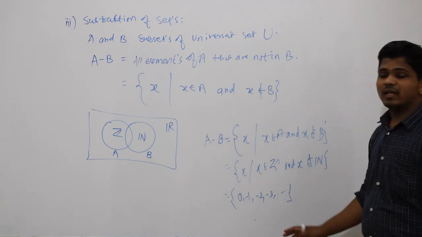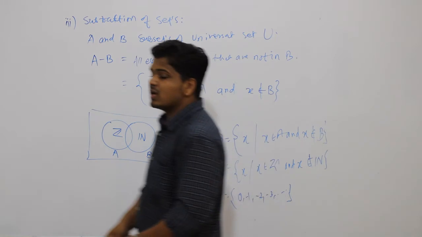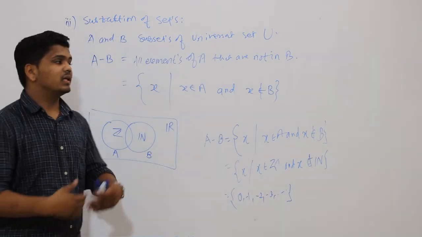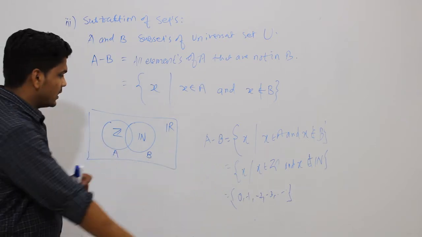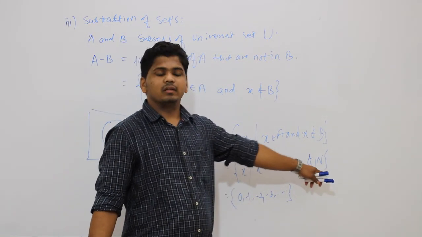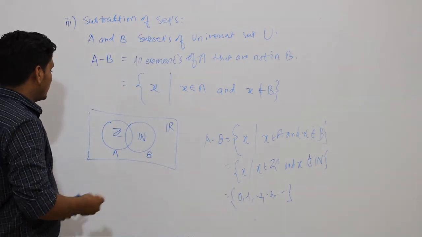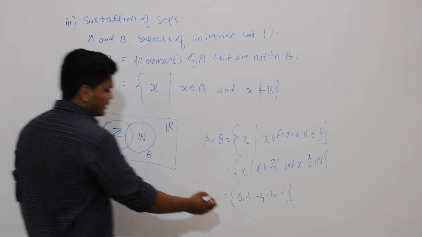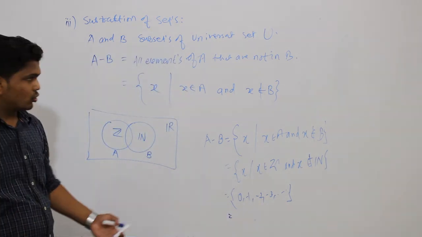I am not considering positive integers. Why am I not considering them? Because the positive integers are in B, therefore I will not consider them. Minus 1, minus 2, minus 3 are elements that are not in B, therefore I will consider these only. Are you getting it? So you get this as negative integers union 0.